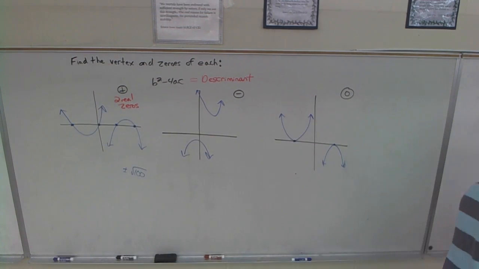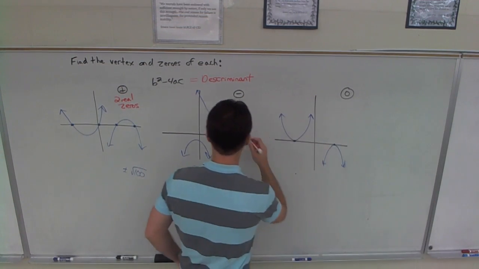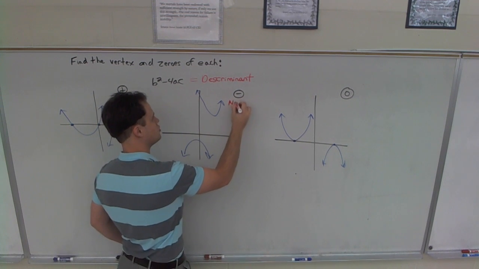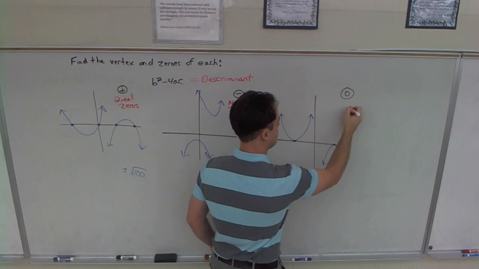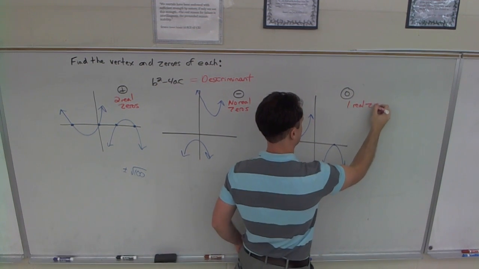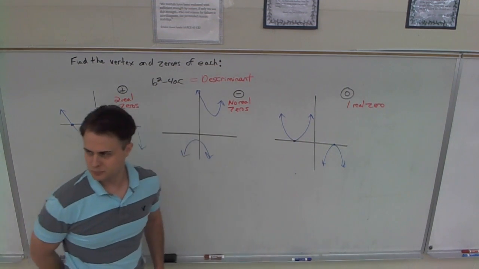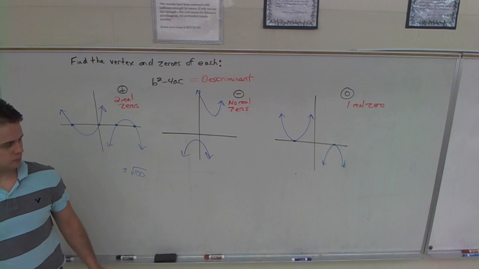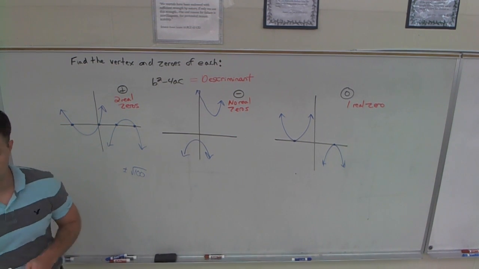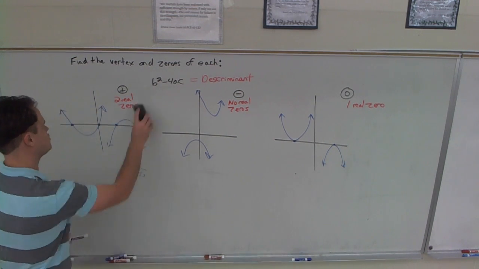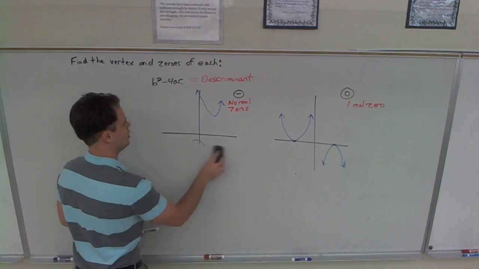If the discriminant's negative, you get no real zeros. And here you get 1 real zero. Let's look at a couple examples of a parabola that's really close to one another but has different cases like this. We'll be done.